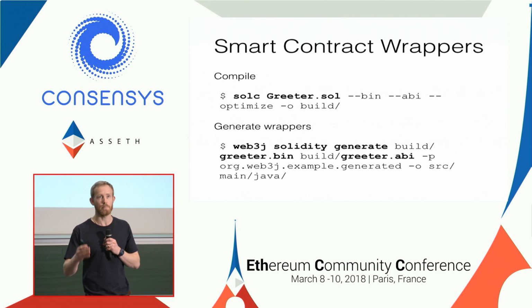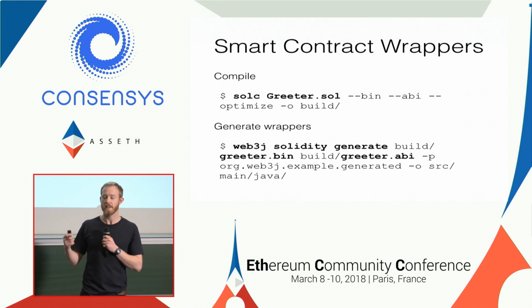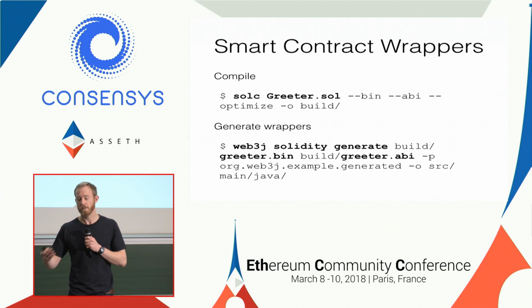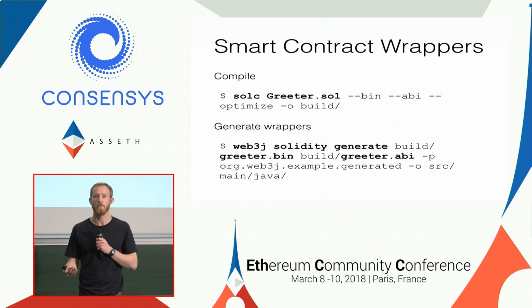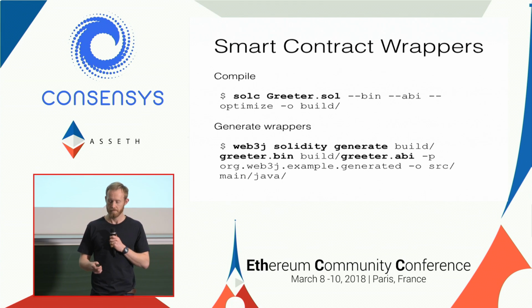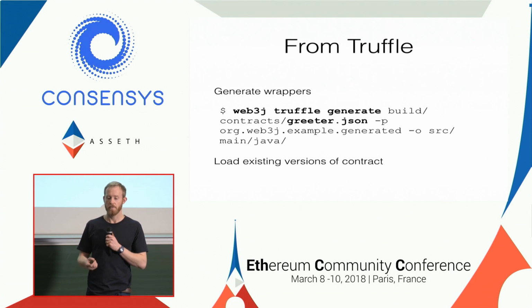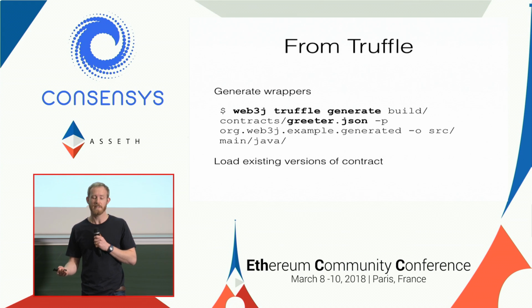You say where the bin file is, where the ABI file is, and then you specify your Java package name that you want to use, and then where your destination directory is. And then a smart contract wrapper in Java gets generated there. And that's compatible back down to Java 1.6. So if you want to generate wrappers for Android or Java, it's the same process. Then from Truffle, it's a very similar process, except you specify Web3j Truffle, then you pass in a Truffle metadata file.